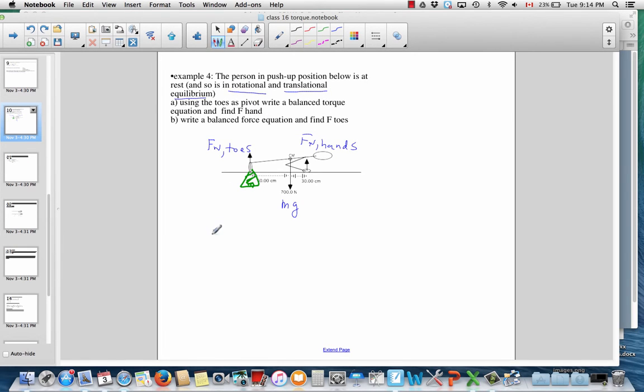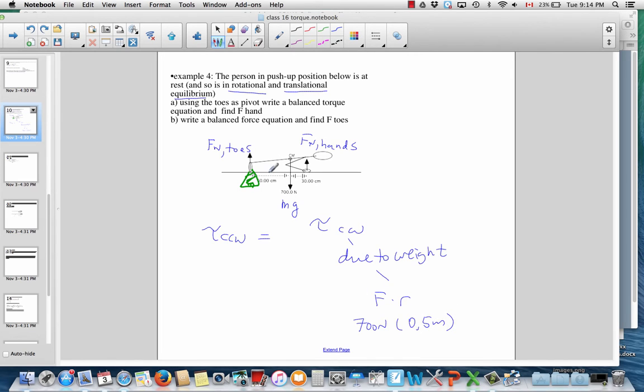Okay, so use the toes as a pivot and write a balanced torque equation. Okay, so balanced torques. Because this object is at rest, the torques have to be canceling each other out. Now, with this pivot point, the mg force tends to rotate it in a clockwise direction. So the clockwise torque is due to the weight force, mg. We remember that a torque is a force times a distance to a pivot. We have 700 newtons of weight, and the distance to this pivot point is 50 centimeters, or 0.5 meters.